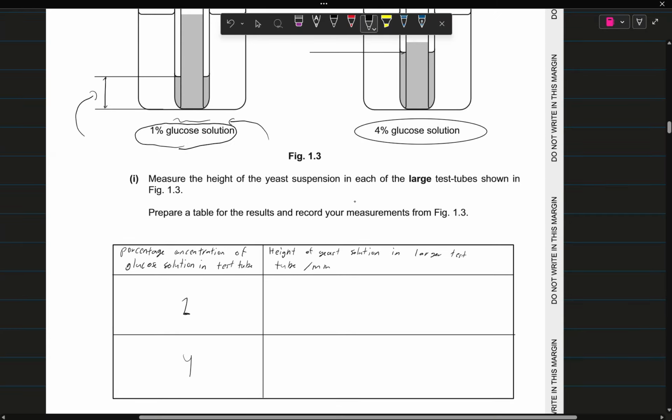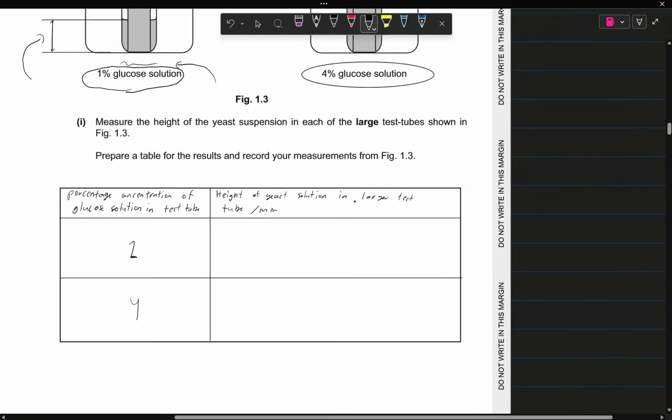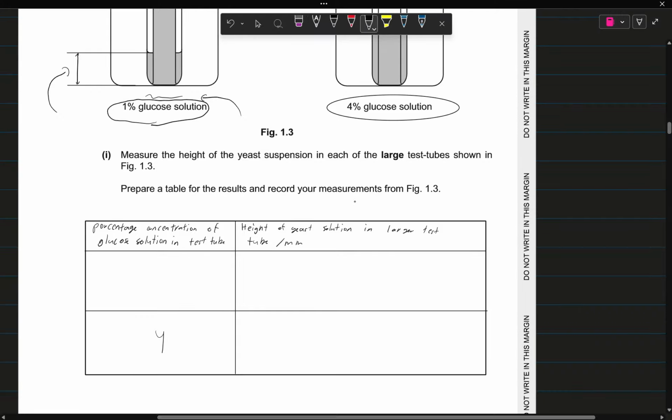You may be asking me, do I just write percent here? No, you should not. Because we already put that in the headings. We already put that unit in the headings. So you should not whatsoever put the unit in the table here. So instead, we'll just be writing 1 and 4, respectively.